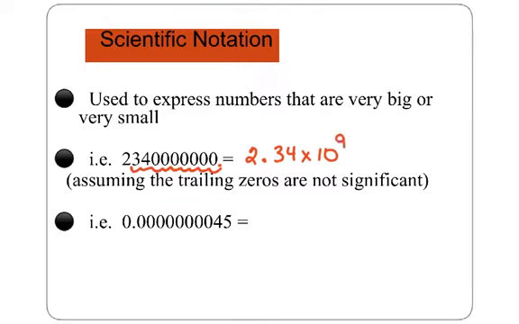This is a positive 9, and I often think of this like a bank account. If I had this much money in my bank account, that would be a positive thing. So I have a positive exponent over here.